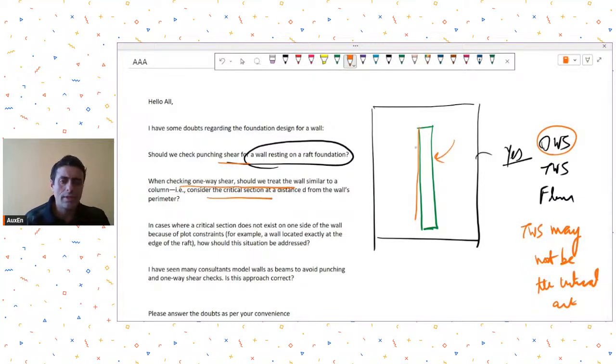Next query is, when checking for one-way shear, should we treat the wall similar to a column? Yeah, at d distance. So you should check at d distance in either direction. In cases where the critical section does not exist on one side of the wall because of the plot constraints, how should that situation be addressed?